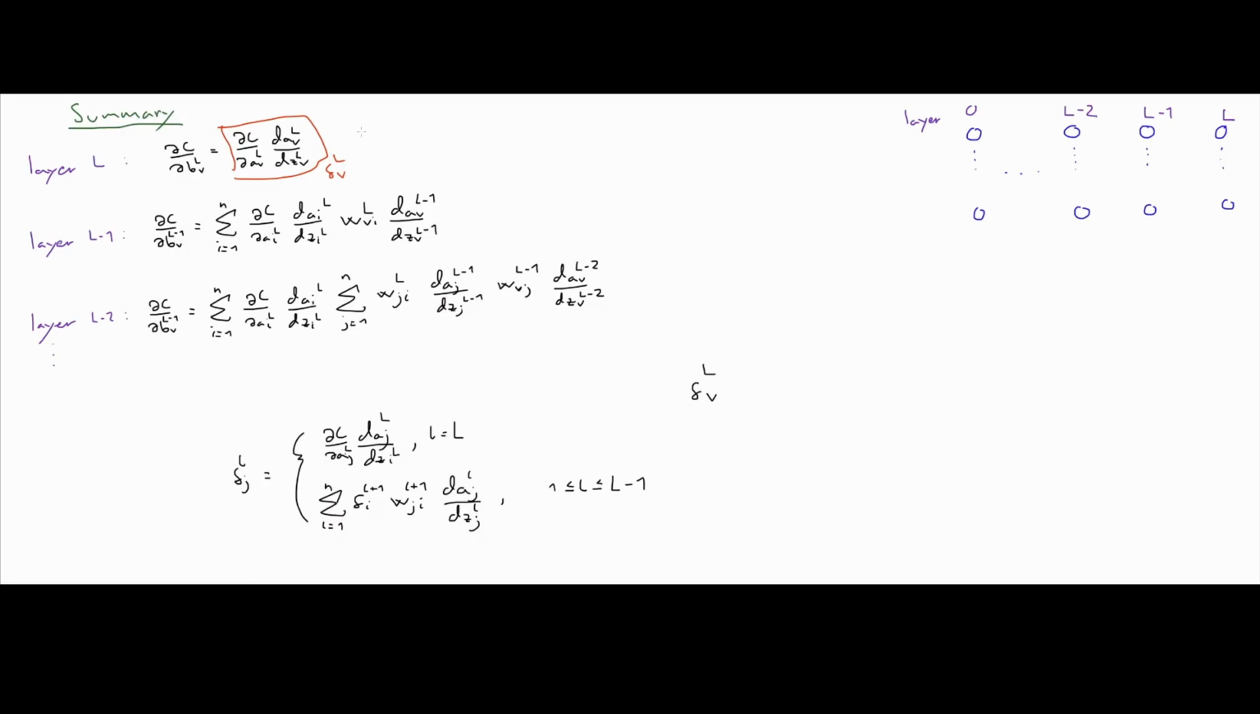So we can use this delta term to compute the partial derivative of the cost function with respect to a bias term in the output layer. This will just be delta V L. And we see that this product follows the same structure. In fact, this product is given by delta I capital L. So if we substitute that in, we get this expression right here.